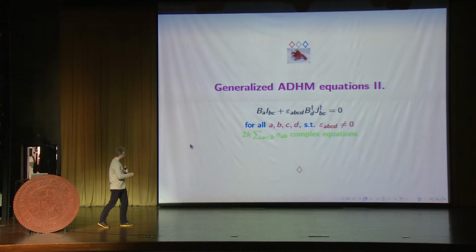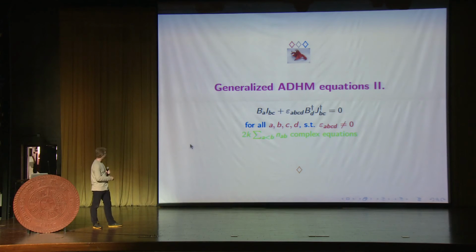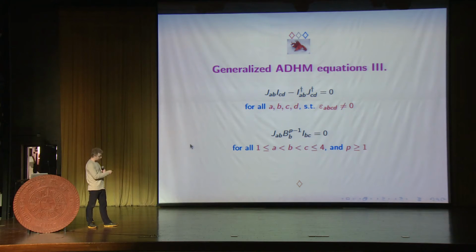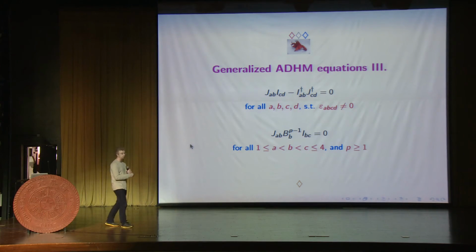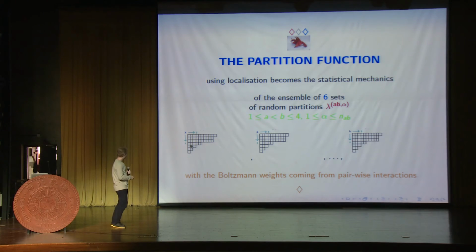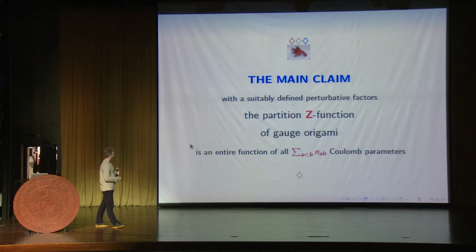And then there are additional equations which are not familiar in the usual ADHM construction, which tell you that the B matrices of one set of branes should basically annihilate the I and J matrices from another set of branes. And then there are some cross equations which come from integrating out the open strings which connect higher dimensional branes. So with all these equations, you get some moduli space over which you integrate, and that produces a partition function which becomes a kind of statistical mechanical model, which is of interest on its own.